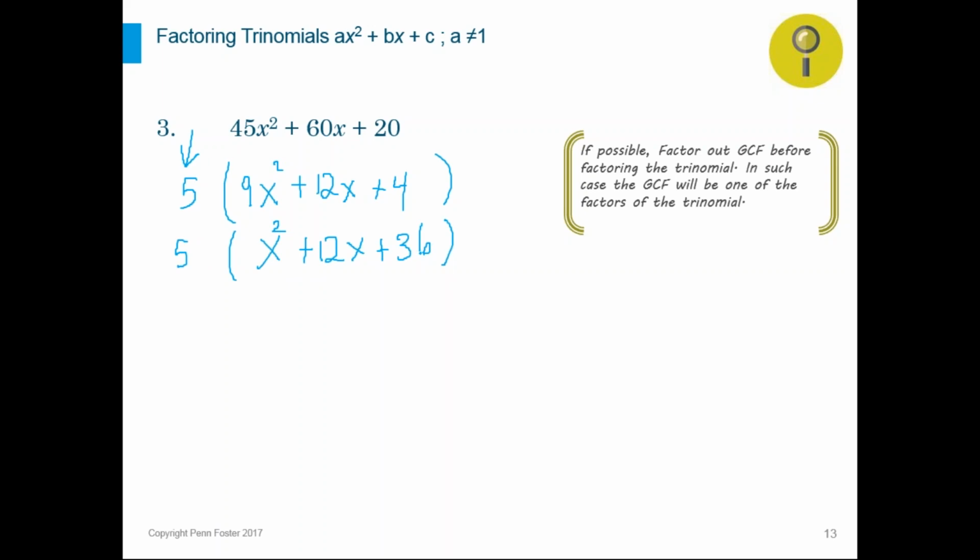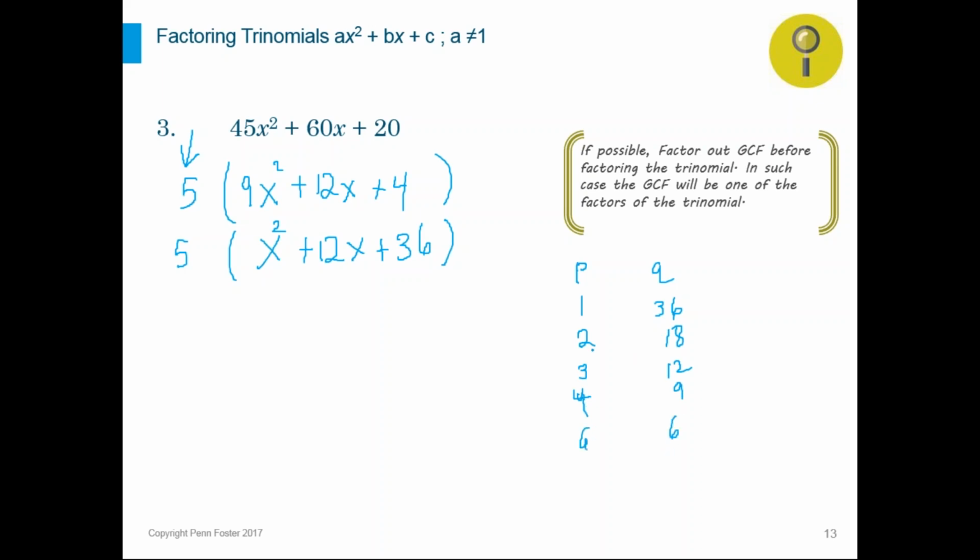Now my C is a 36, my B is a 12. List the factors for 36. So P's and Q's. I have, of course, 1 and 36. I have 2 and 18. I have also 3 and 12. I have 4 and 9. I have also a 6 and a 6.